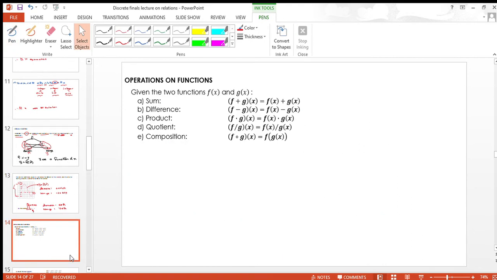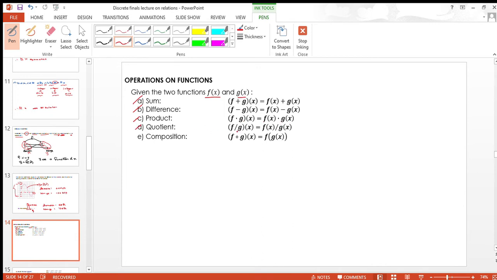Then after our domain and range, we also have what we call the operations on functions. So if we are given two functions, f of x and g of x, we have the first one, the sum of two functions. So f plus g of x is defined as f of x plus g of x. So for the difference, if we have f minus g of x, it's f of x minus g of x. Okay, and then for the product, f times g of x is f of x times g of x.